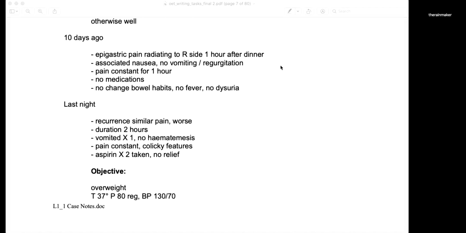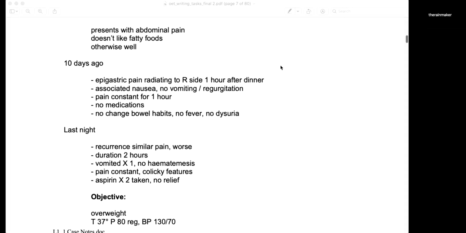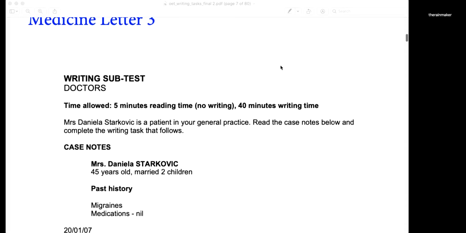Left-hand side top corner, Dr. Andrew McDonald's, his address. One line space, date, that is the 23rd. One line space, Dear Dr. McDonald. One line space, RE part. What is the name of the patient? Daniela Starkovich. Age, 45 years. You can write married as well. If you want to write 2 children, that's going to be fine as well.